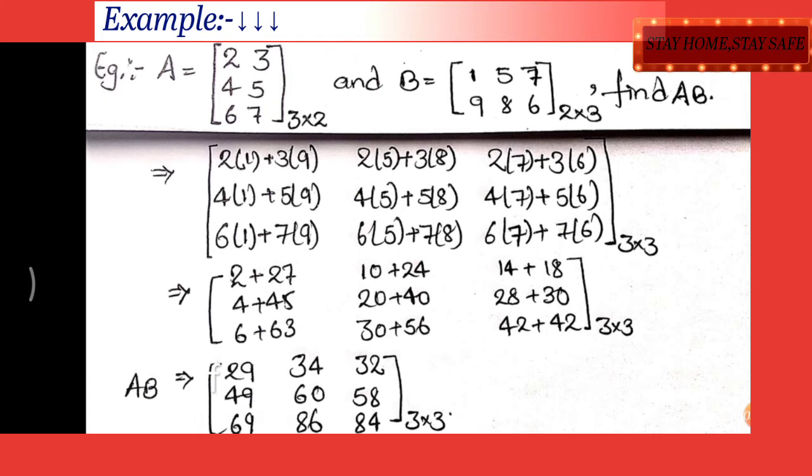So here we have the first matrix A of order 3 by 2 and the second matrix B, which has an order of 2 by 3. So find AB. AB means the product of A and B. So how does it take place here?